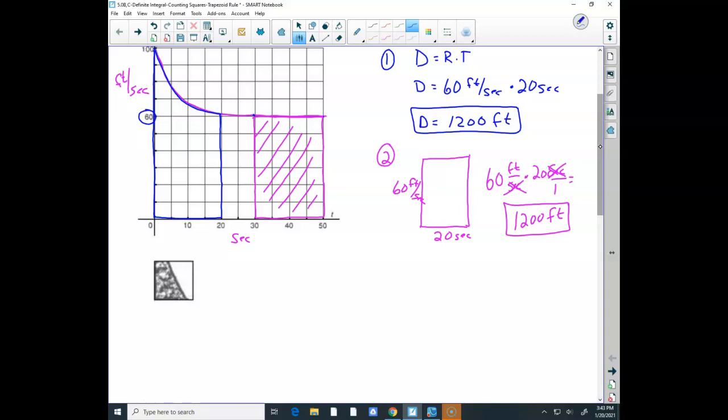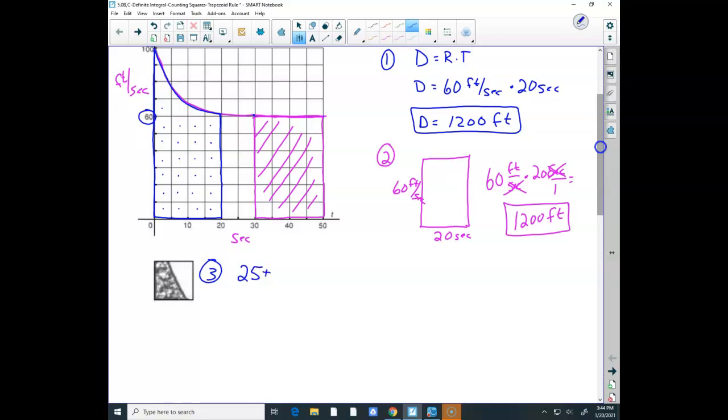So for my number 3, I'm just counting squares. 1, 2, 3, 4, 5, 6, 7, 8, 9, 10, 11, 12, 13, 14, 15, 16, 17, 18, 19, 20, 21, 22, 23, 24, 25. So I have 25 full squares.